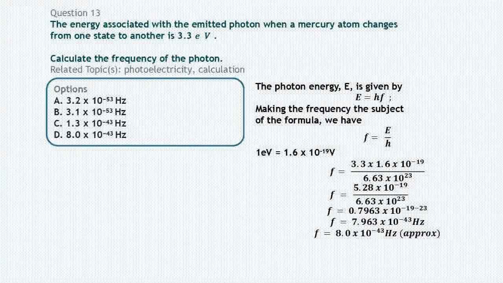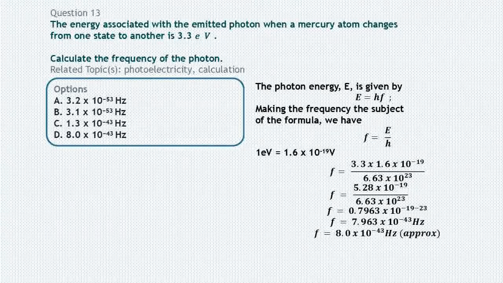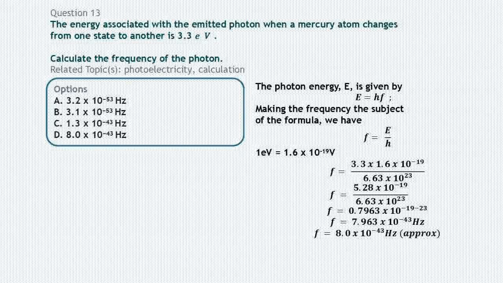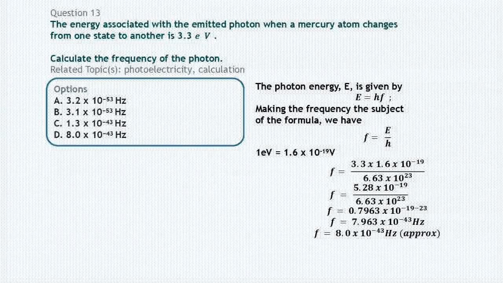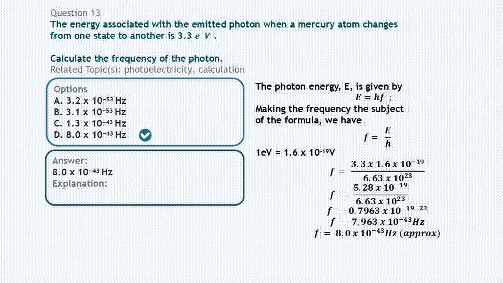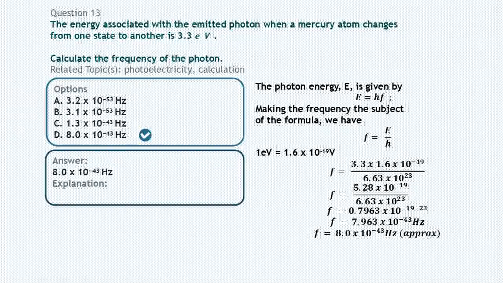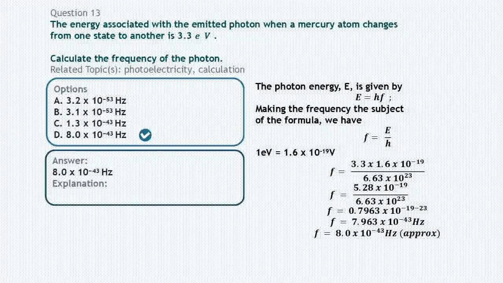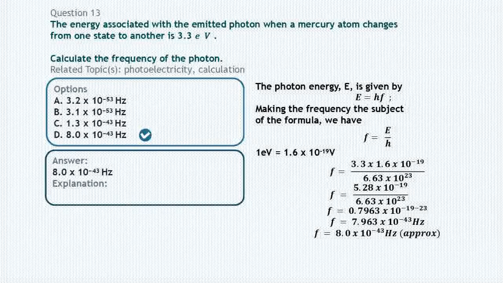Next, on photoelectricity: the energy associated with the emitted photon when a mercury atom changes from one state to another is 3.3 electron volts. We have to calculate the frequency of the photon. You know that the photon energy E is equal to hf. I want to find the frequency, so we divide both sides by h. h cancels h on this side, and we have f equal to E over h.